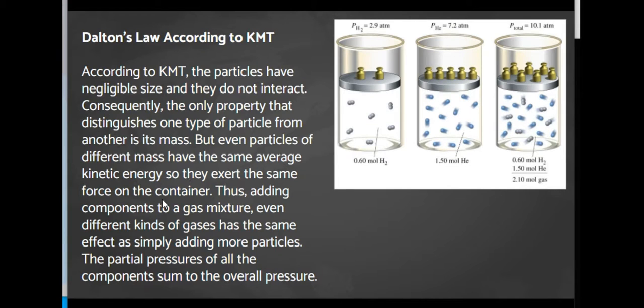Thus, adding components to a gas mixture, see we have two separate gases, hydrogen and helium, and then we've mixed them together. Adding components to a mixture, even different kinds of gas, has the same effect as simply adding more particles. The partial pressures of all the components sum to the overall pressure. So we can add the pressure 2.9 and 7.2. When we mix them together, we will get the total pressure of those two added up.